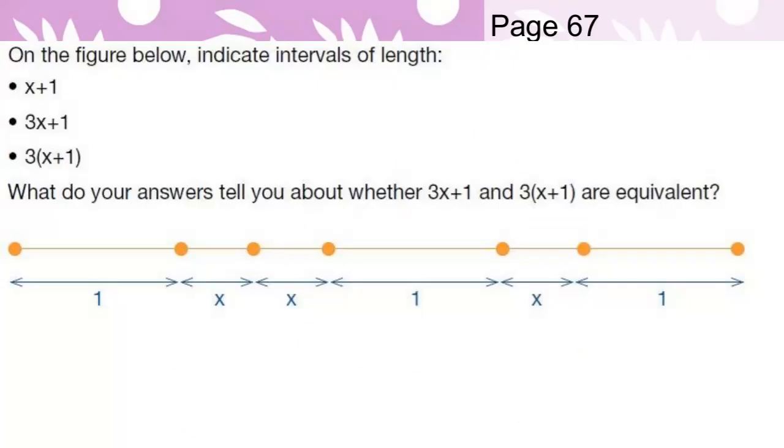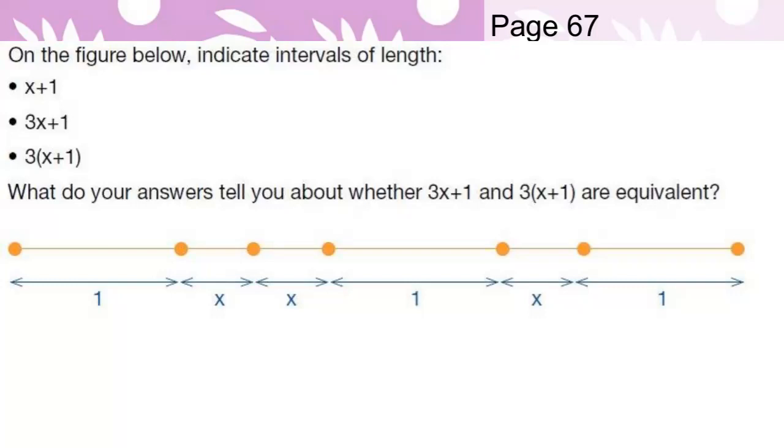All right, so let's turn to page 67, and I'm going to be looking for some volunteers here. So it says on page 67, in the following figure, and we're looking at this figure of the orange line with the orange dots on it. That's the figure we're looking at. Can you show an interval of length that is x plus 1?